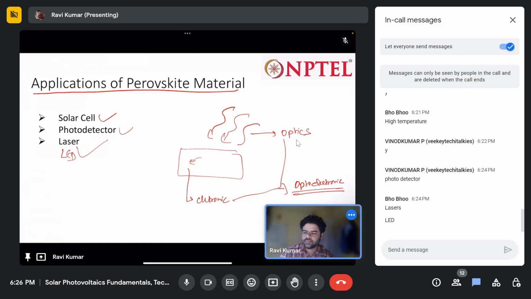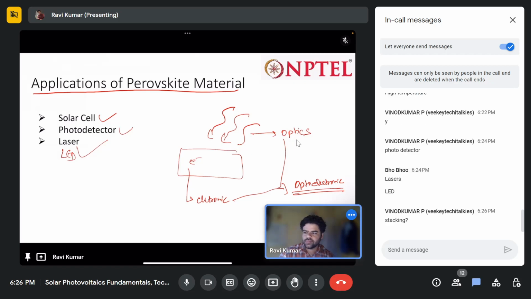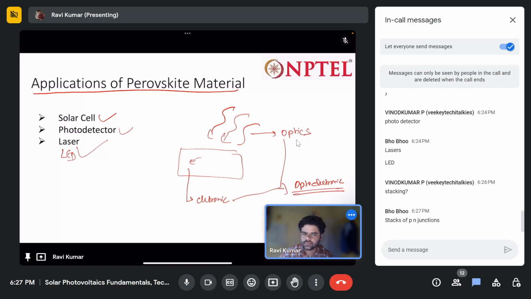Anything? What is the meaning of tandem? Just write here. Yes, stacking we can say. Anything more? Stacks of PN junction. Tandem means we are using multiple devices, multiple single solar cells. We are making them tandem, meaning they are working with each other. Stacks of PN junction, yes.